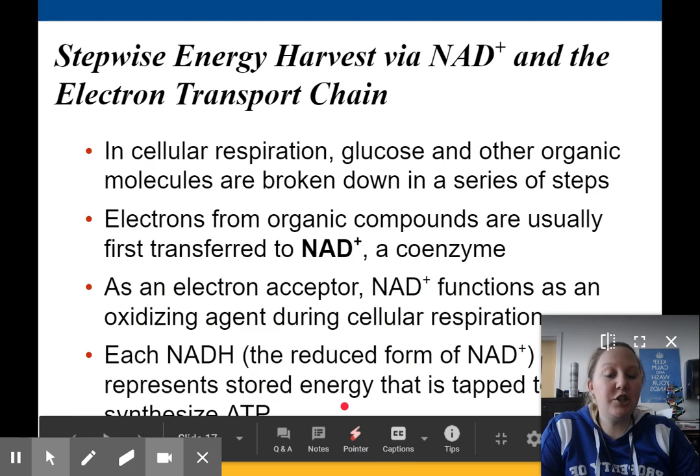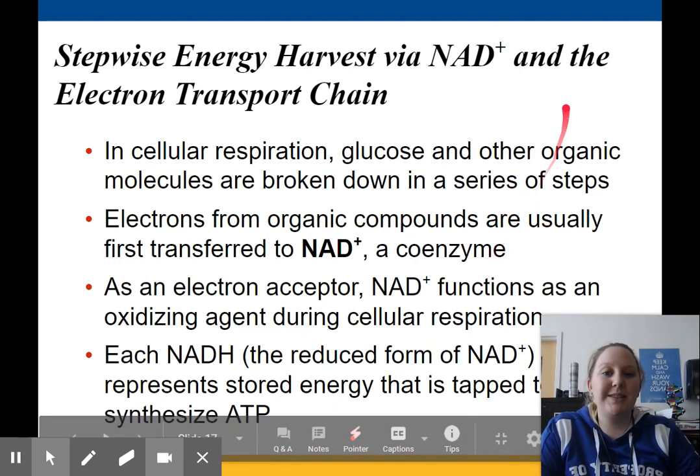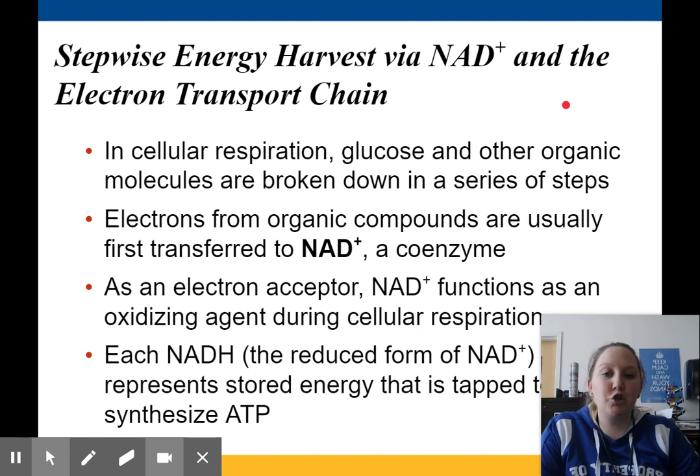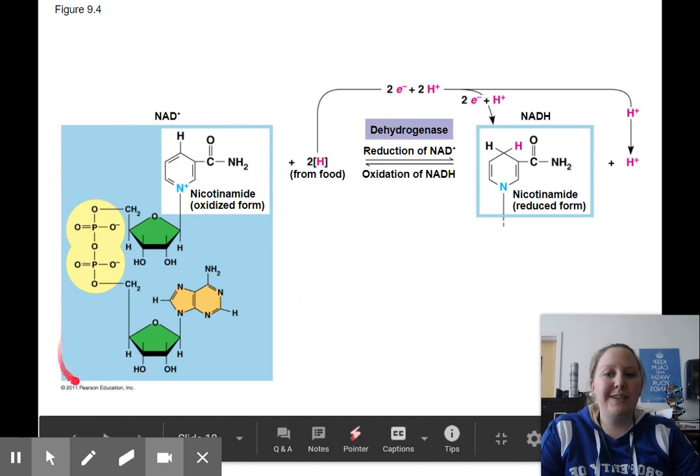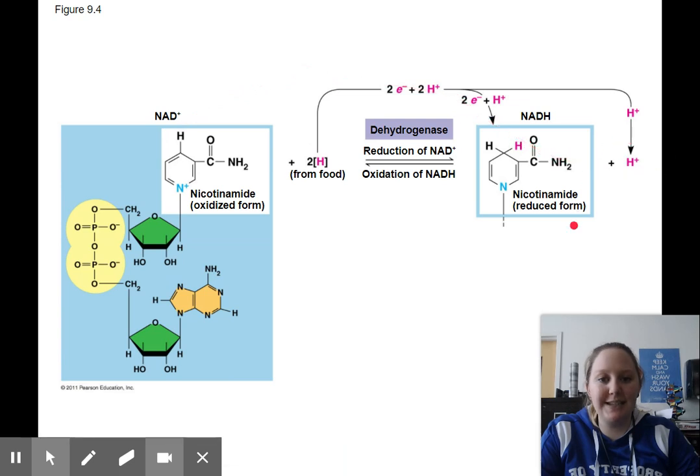Each NADH, which is a reduced form of NAD+, represents the store of energy that is trapped inside of it in order to synthesize ATP. This is NAD. We don't need to know the structure. I just need you to know that NAD is for cellular respiration. When it is reduced, it is NADH.